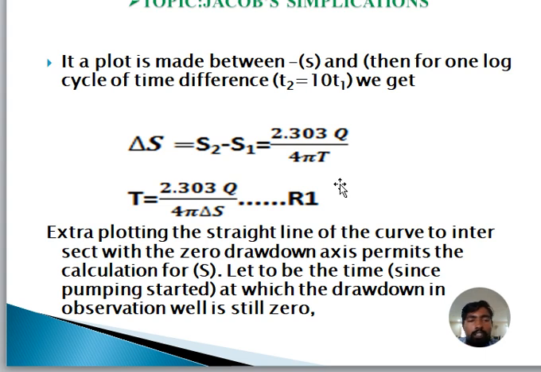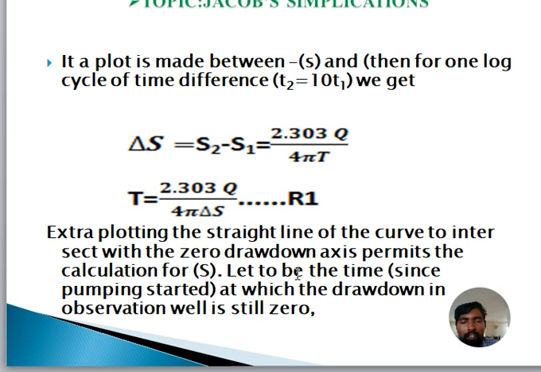By extrapolating the straight line, the curve intersects the zero drawdown axis, which permits the calculation of the time since pumping started at which the drawdown in the observation well is still zero. When the pump starts, after some time the drawdown curve meets the initial water level, and then the observation well drawdown is zero.